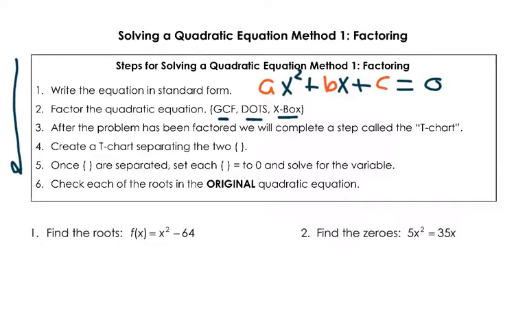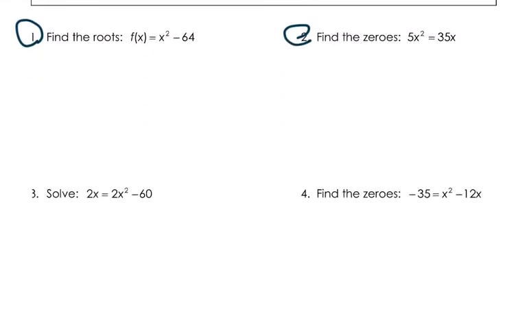Today we're going to look at 1 and 2, and then you'll try 3, 4, and 5 on your own. For the first one, it says find the roots. Looking at vocabulary, we said yesterday that roots, solutions, zeros, and x-intercepts are all interchangeable words, basically asking you to solve for x.